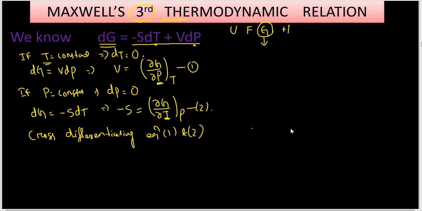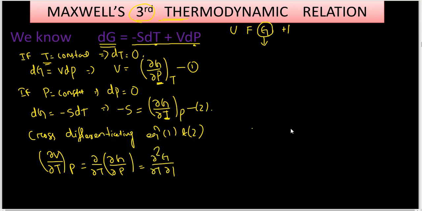So what will happen? Look at the first equation. The derivative is already with respect to P on the right side, so we have to take the derivative with respect to T. So del V by del T at constant pressure on both sides, del by del T of del G by del P. So the equation will be del square G by del T del P. This is equation number 3.